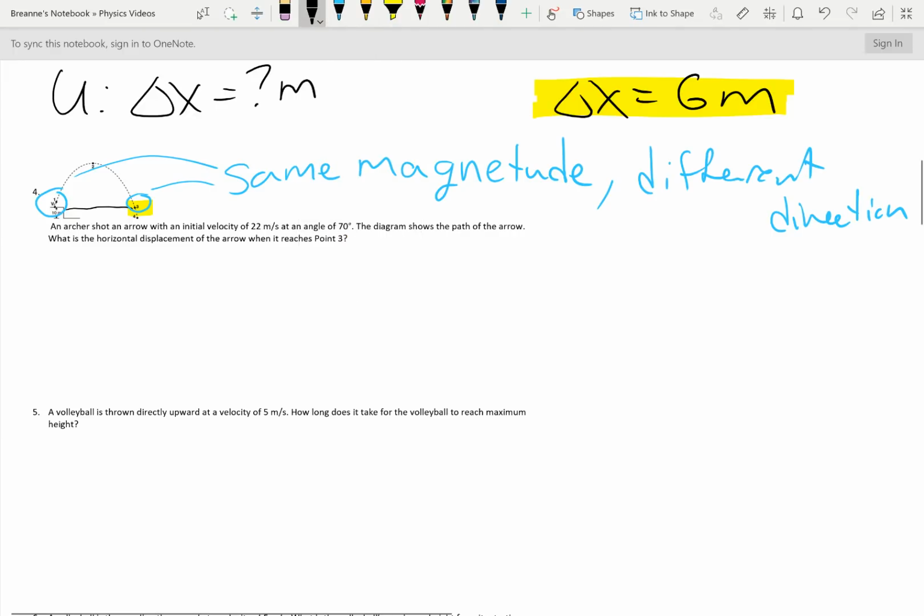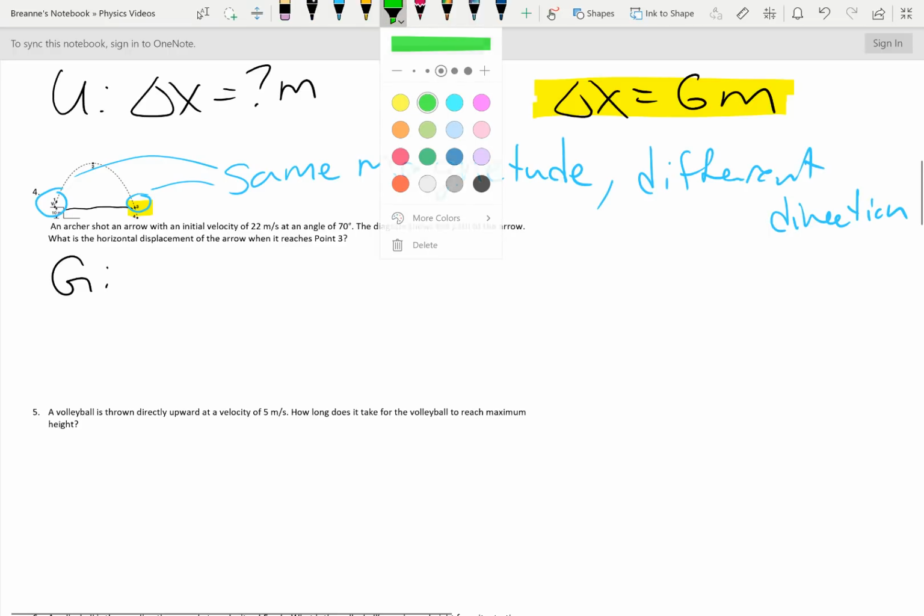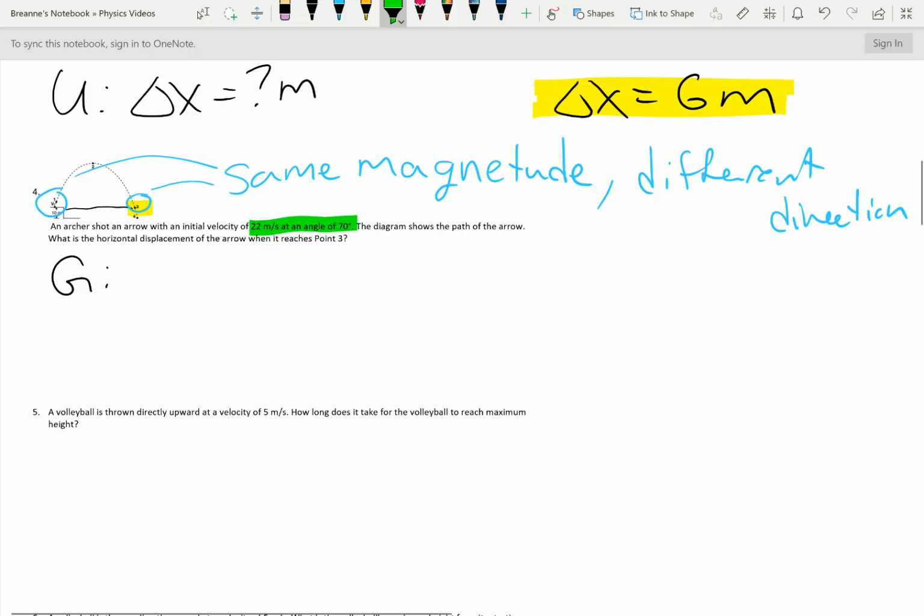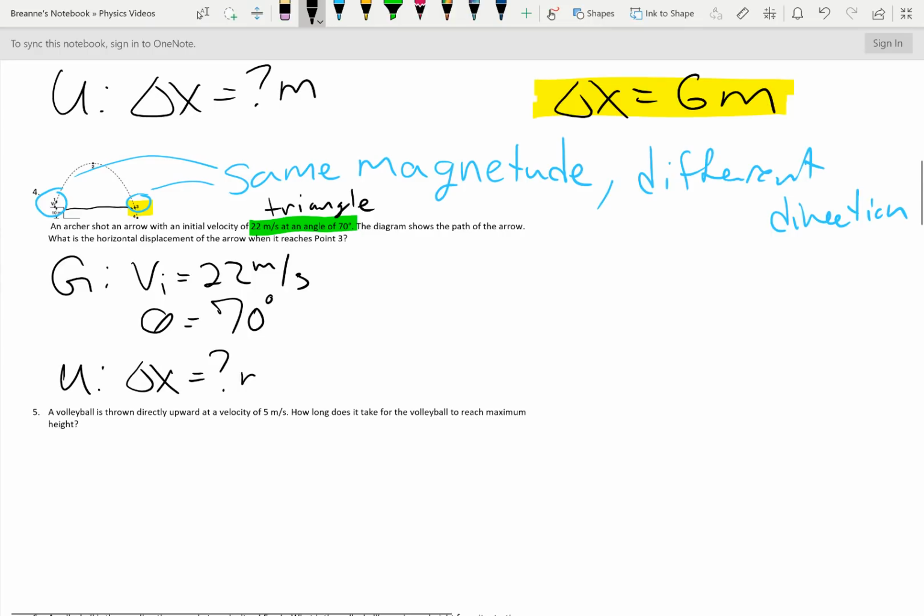So let's pull out our givens. We have a velocity with an angle. Anytime you have a velocity with an angle, you should automatically think triangle. So that velocity is just our initial velocity. No direction, because it's going in both directions. Then we have our degrees, which is our angle. And our unknown is looking for our horizontal displacement.